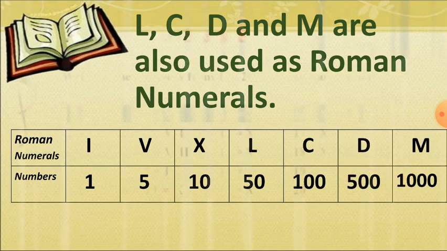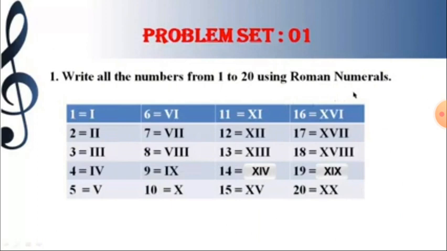Now students, take a new page, write on the margin problem set 1, copy the first question: write all the numbers from 1 to 20 using Roman numerals. See students, on the screen it is written in the table form.